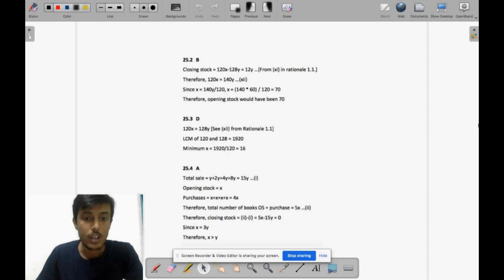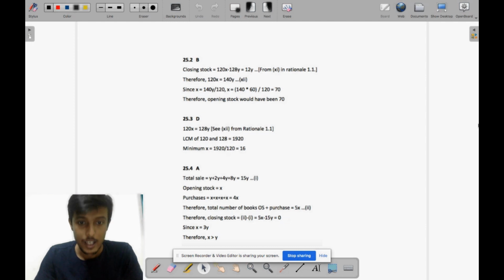So as you can see in the solution, the total sale will be equal to what? y, first sale, 2y, second sale, 4y, third sale, 8y, fourth sale. So total will be y plus 2y plus 4y plus 8y, which gives us 15y. That is the total sale. And now opening stock was already x.